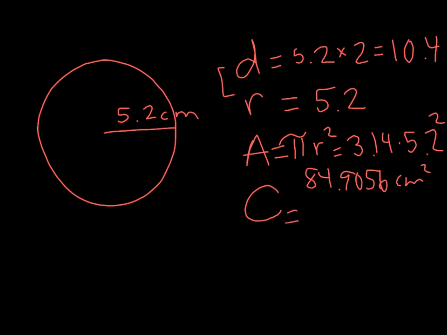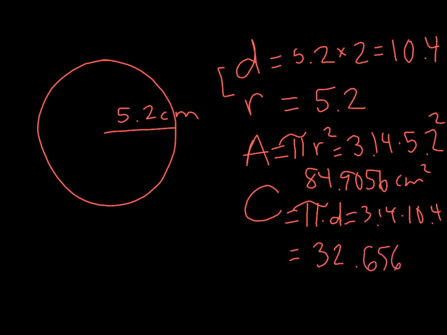Now my circumference is pi d, or pi times the diameter. So again, I'm going to use 3.14 times 10.4. So 3.14 times 10.4 gives me a circumference of 32.656 centimeters. So that's how I use the CARD strategy. I always remember that the radius helps me find the area and the diameter helps me find the circumference. But you can see how those all work together.